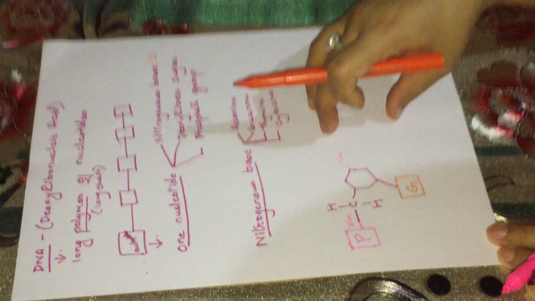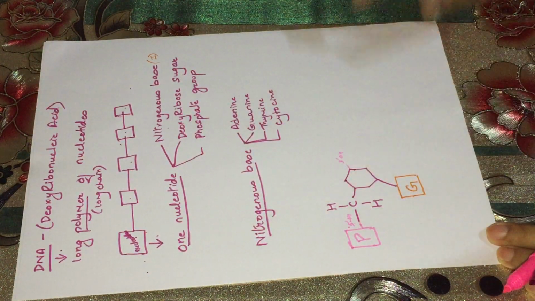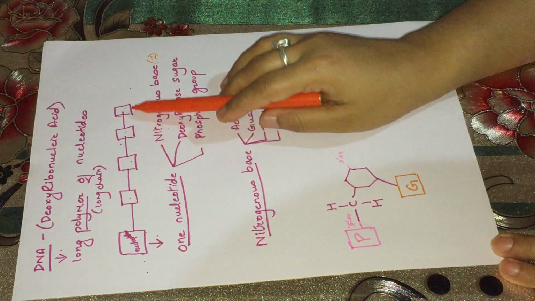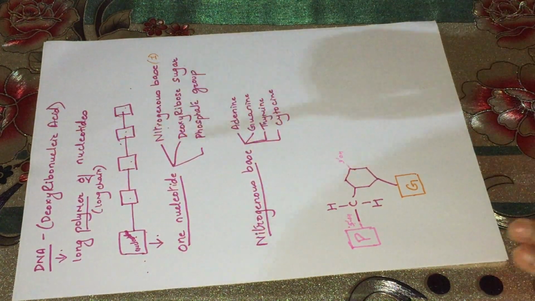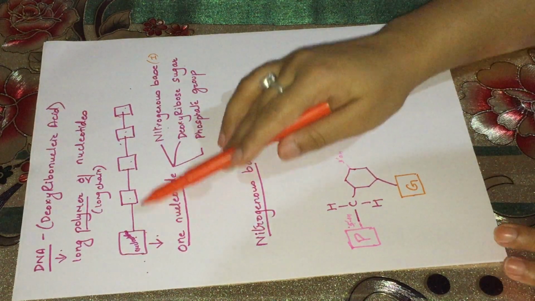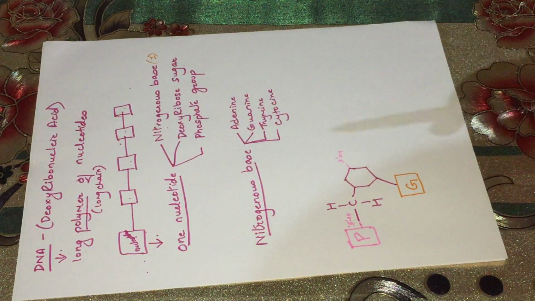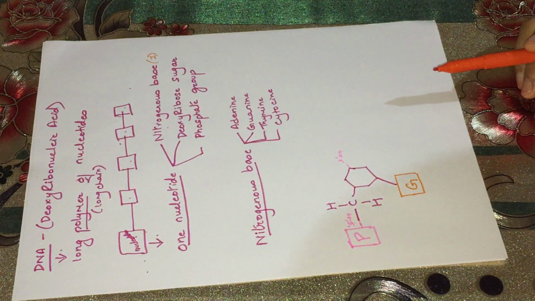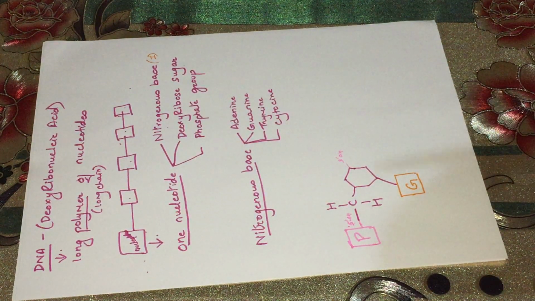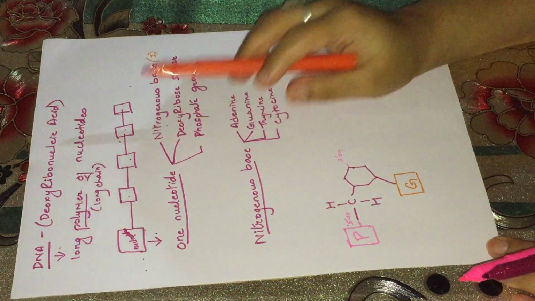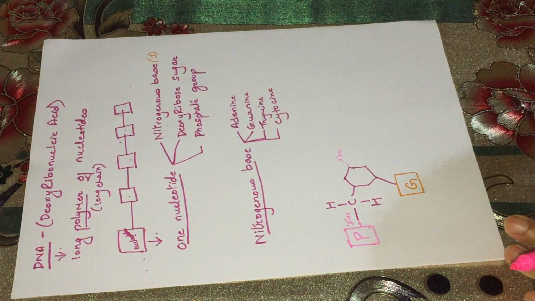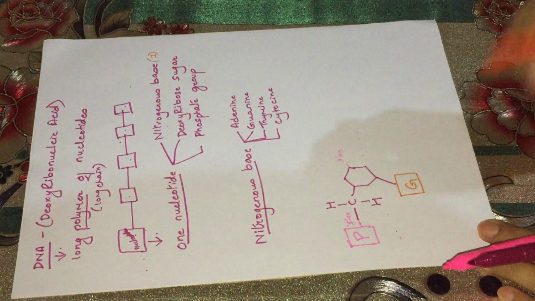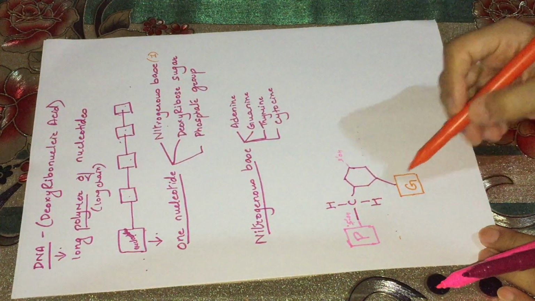Similarly, many nucleotides are linked together to form a long chain of polynucleotides. More than one nucleotide, polynucleotides. So DNA is a polynucleotide chain. This way it continues, there are so many nucleotides. I have drawn only one single nucleotide.